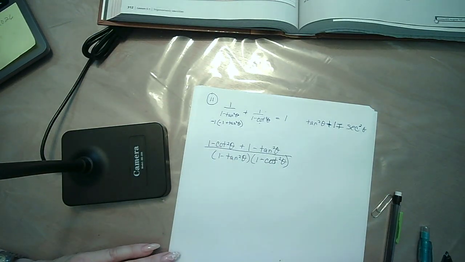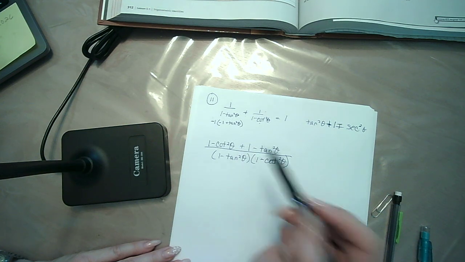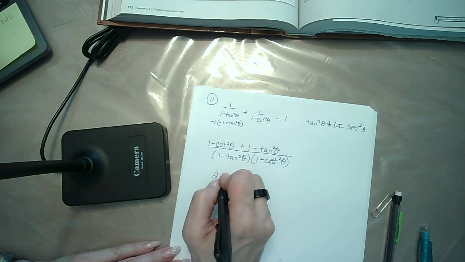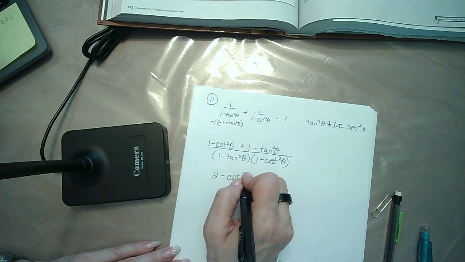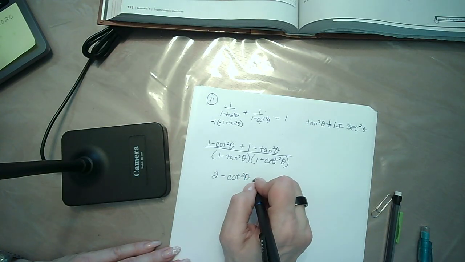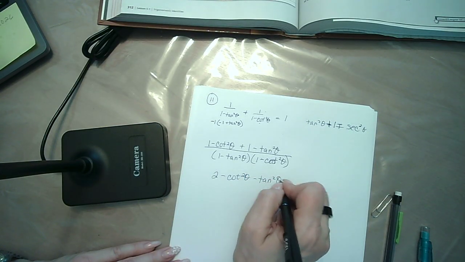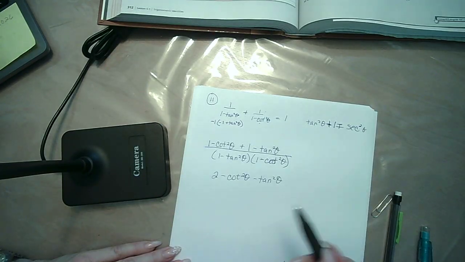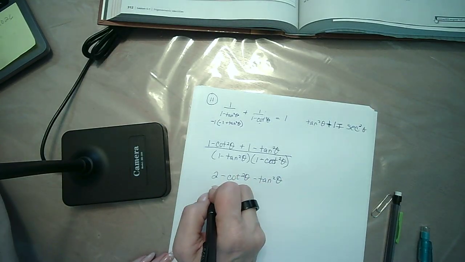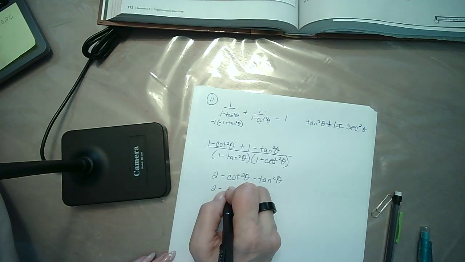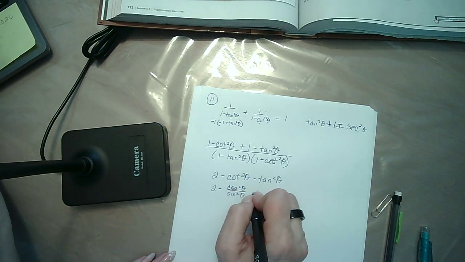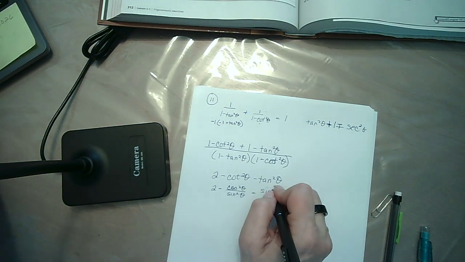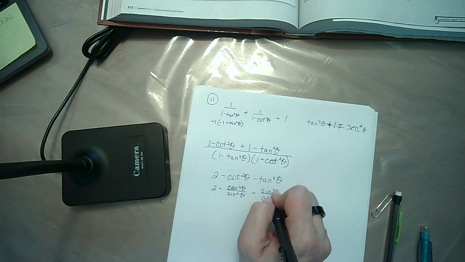Let's see, do I have anything here? I have 1 plus 1, so I'm left with 2 minus cotan squared theta minus tan squared theta. I'm just going to work in the numerator right now and see if I can figure anything out here. Oh, this is going to be a little uglier. So this would be 2 minus, this is cosine squared over sine squared, minus sine squared over cosine squared. I have a feeling I could have done this an easier way.